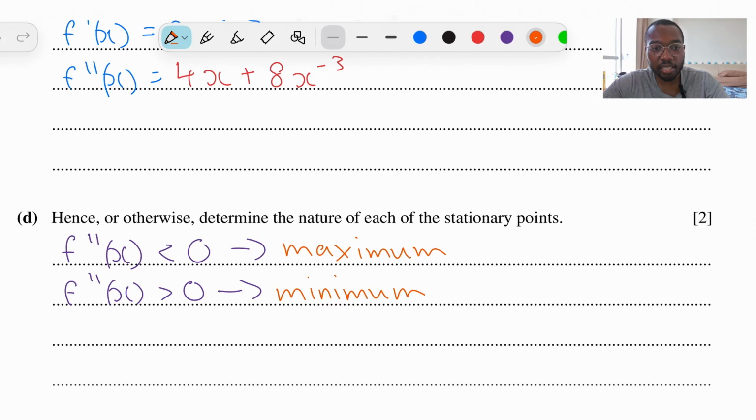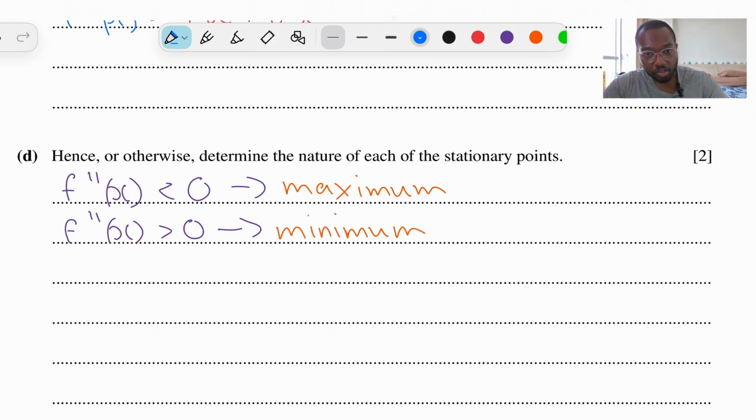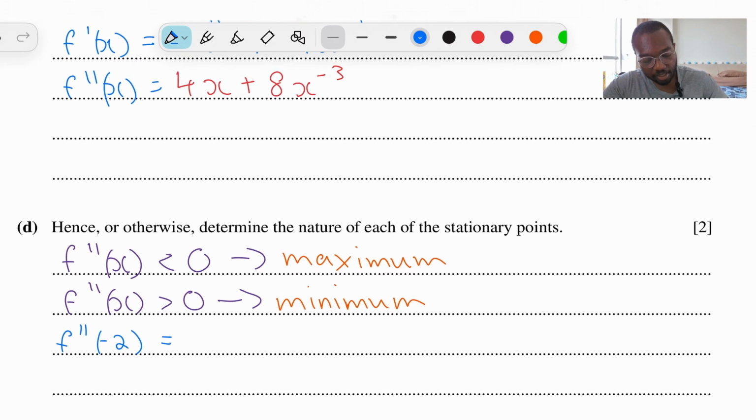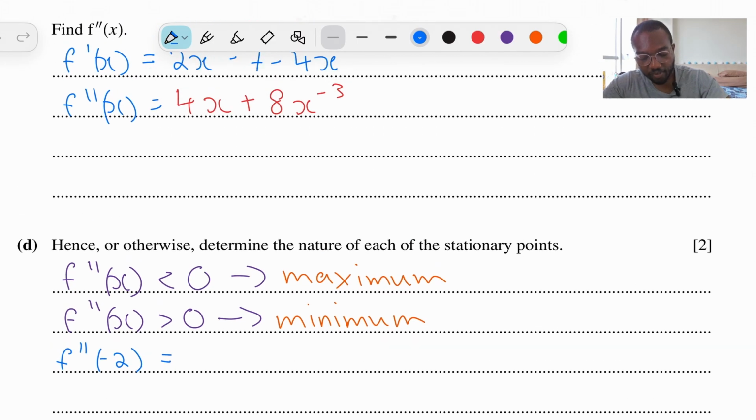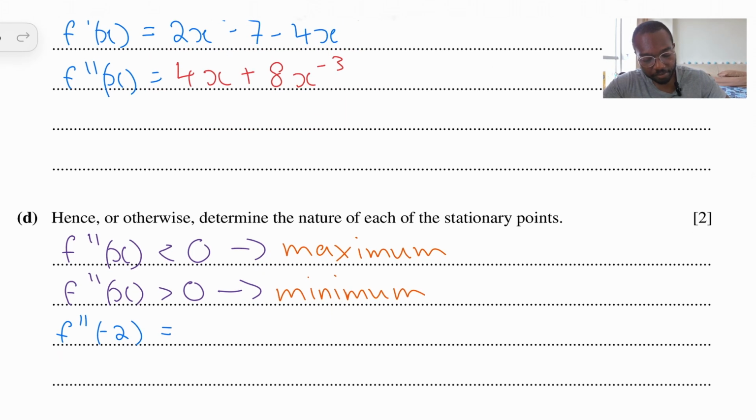So that's all we need to do. So let's start with the minus 2 first. If we do f double dash of minus 2, well, what do you get? Remember that f dash x is this value here. It's 4x plus 8x to the minus 3.